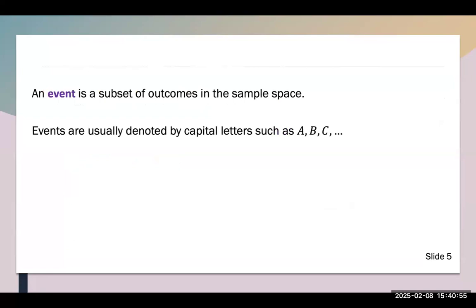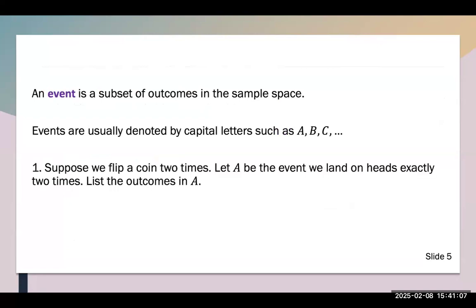Now, an event is a subset of outcomes in the sample space. Events are usually denoted by a capital letter like A, B, C, D, and so on. Suppose we flip a coin 2 times. Let A be the event we land on heads exactly 2 times. Let's list the outcomes in A. So we flip that coin twice. Out of those 4 outcomes we listed, there's only one of them with 2 heads. This one right here, HH.